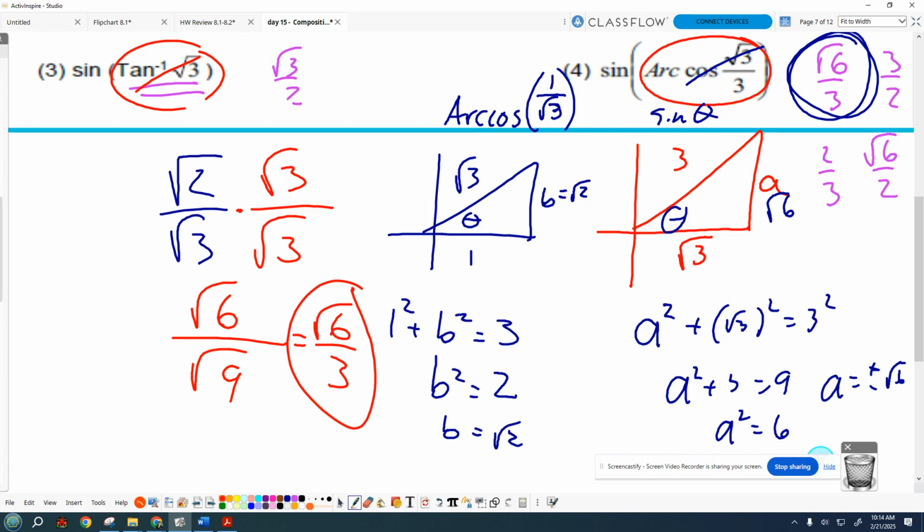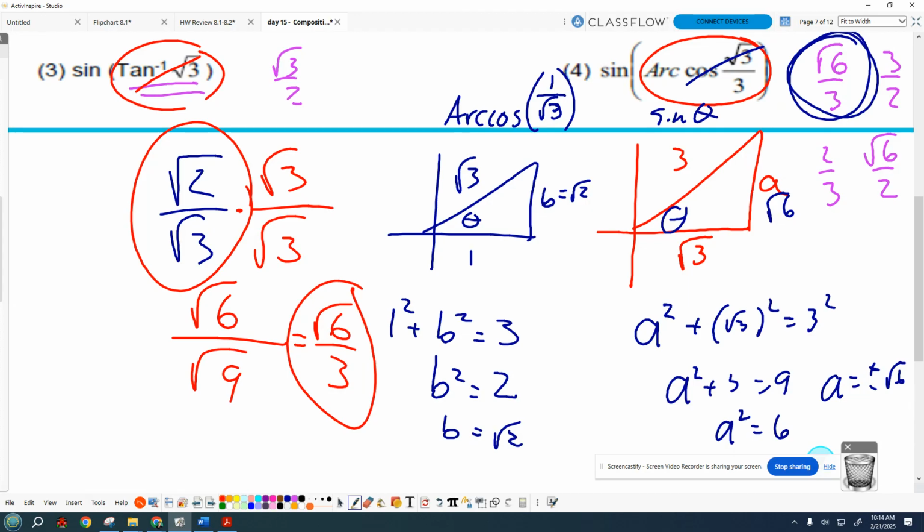Sorry, Hayden, was there something else you wanted to say? Well, I thought that square root of 2 over square root of 3 would be the right answer, because square root of 6 doesn't seem like it makes very much sense, since the hypotenuse is supposed to be bigger. Okay, square root of 3 is bigger than square root of 2. Square root of 6 is not bigger than 3, but it's hard to tell.